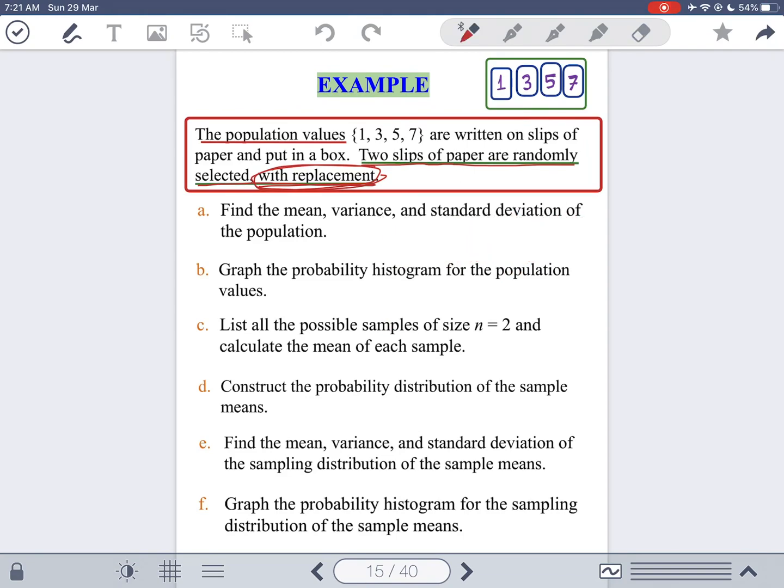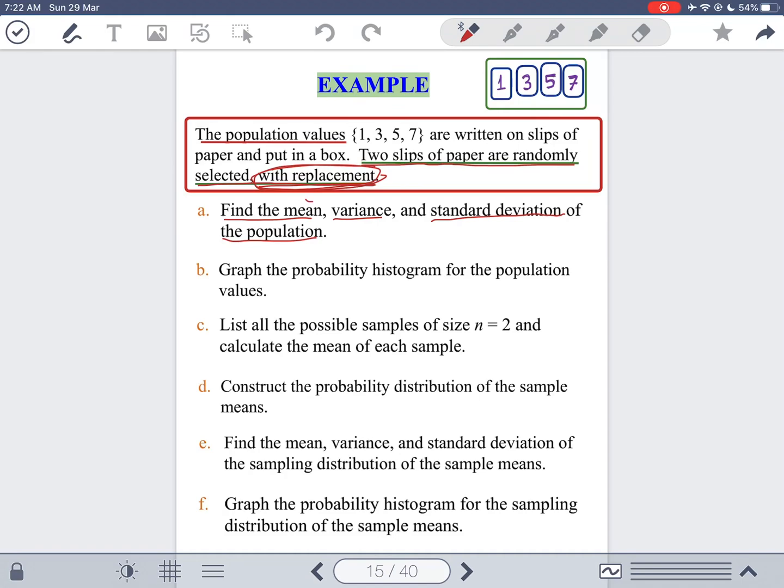Now, our population size is 4. Why? Because we have 4 numbers in our population. And so let's read what the question wants. Find the mean, variance, and standard deviation of the population. That's part A.